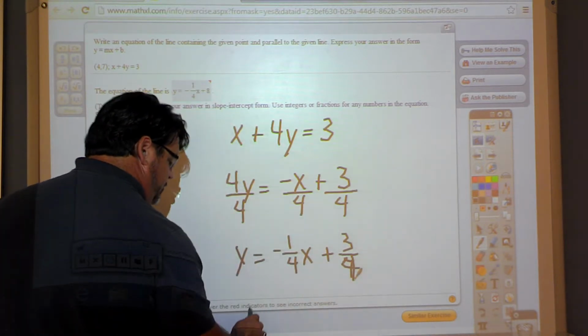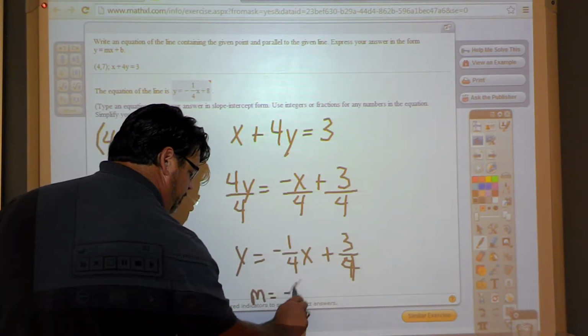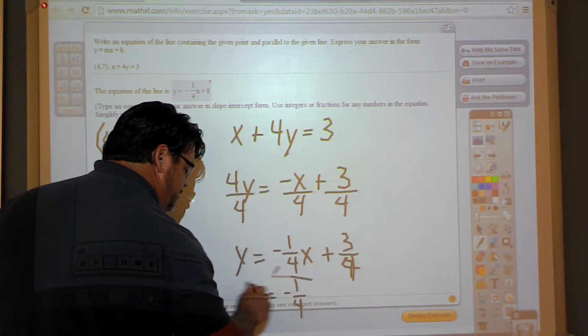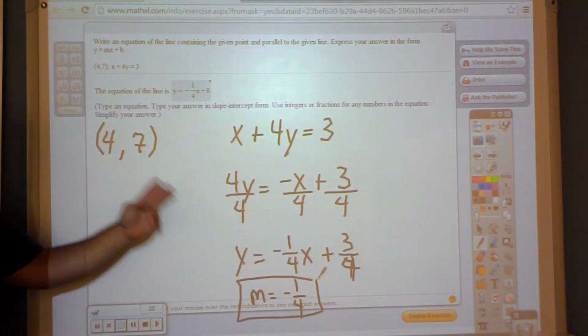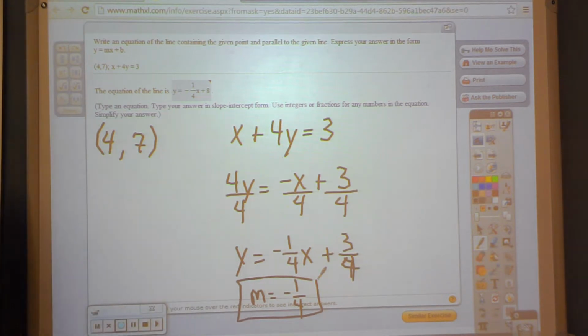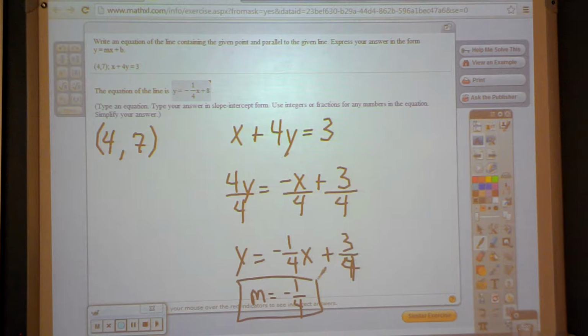And what's our slope? Now you've got what you need. You've got a point and a what? Slope. Remember me telling you, you've got to have a point and a what? Slope. If you don't start the problem off with a point and a slope, you're going to have to get a point and a slope.